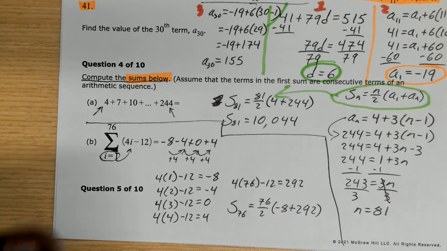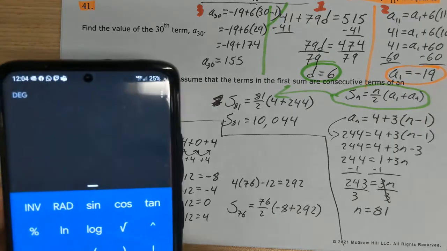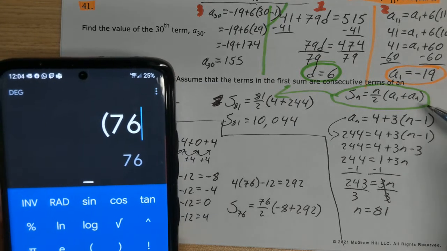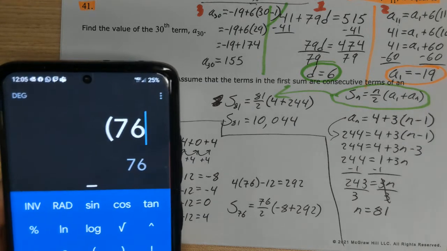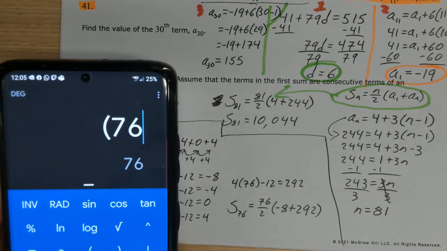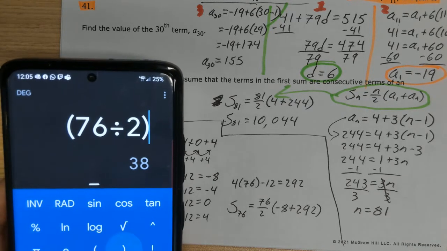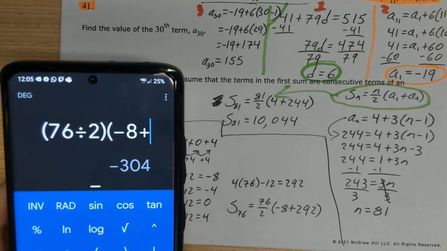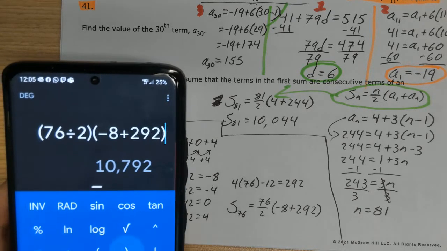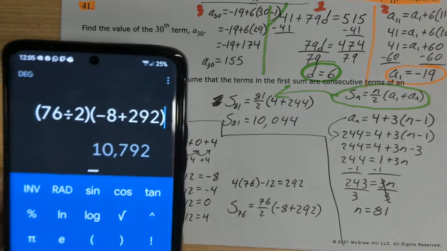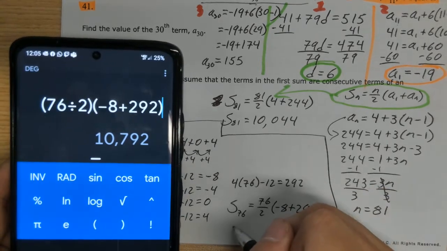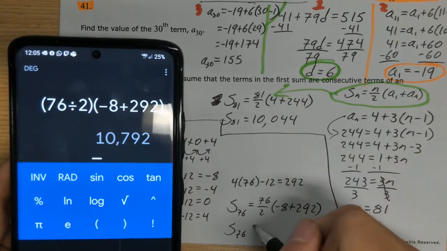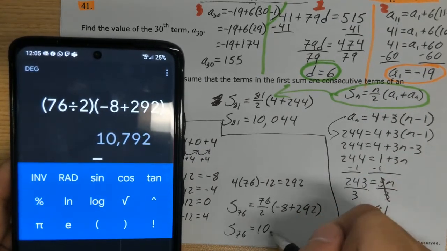If I put that in the calculator, wait, we don't need the common difference? We don't. The equation doesn't require it, so you're good. That divided by 2, and then that times minus 8 plus 292. So my answer is 10,792. My sum up to the 76th term is 10,792.